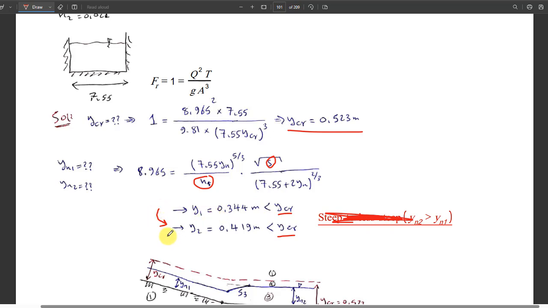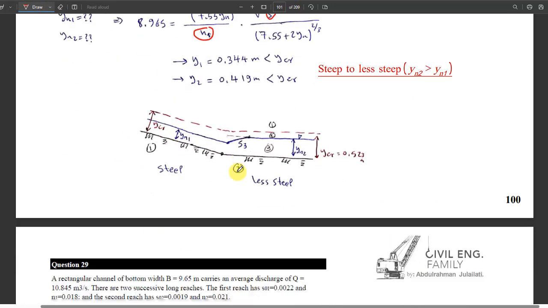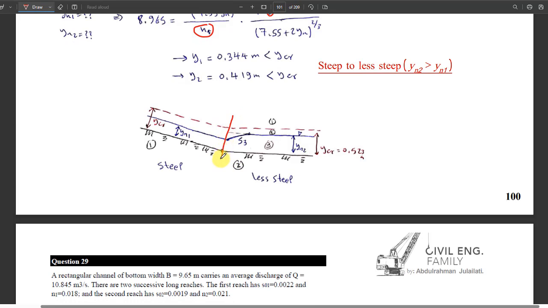So I should say it's not steep to steeper, it should be steep to less steep, because the new depth y2 increased. It is greater than the previous one, but both of them are steep, right? So steep to less steep, and if we draw it like the case we studied above, it should fix itself after the breaking point. You should know how to draw this one and put the numbers and so on, so it's an S3 curve.